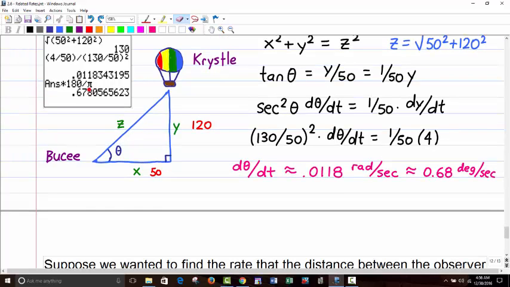Oh, you see it in the calculator. And I just did this for degrees. Normally we do radians per second. You see I multiply by 180 over pi, which is the conversion from radians to degrees. So it's increasing a little bit less than 1 degree per second.